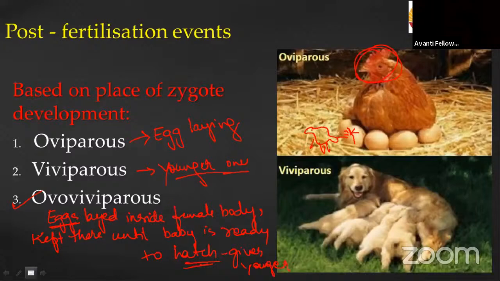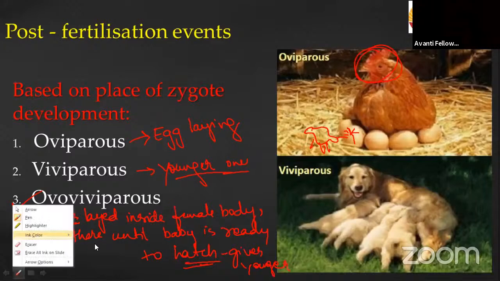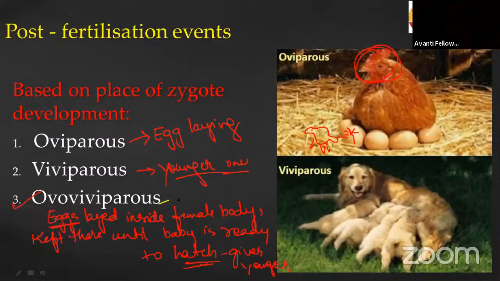So the best example for this is a shark. You can take the example of shark and few snakes. Okay, shark and few snakes are also the example. For viviparous you can say dogs, cats. For oviparous you can say some birds and our chicken.